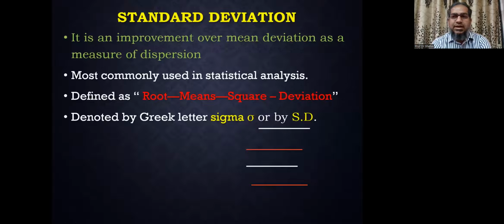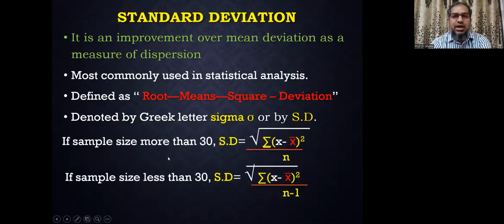Now coming to the standard deviation. Standard deviation is important over mean deviation because it is the pure measure of dispersion, and it is most commonly used in statistical analysis, particularly in the normal distribution and the normal distribution curve. Sometimes they ask you the definition: define standard deviation. It is the root mean square of deviations. We have seen mean deviation, so we take the root of the mean of the squares of the deviations. This standard deviation is denoted by the Greek letter sigma or by SD.